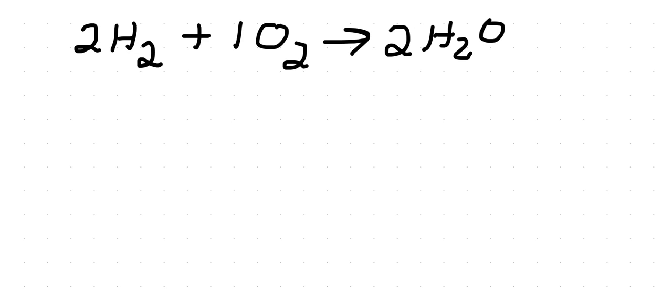We're going to be working on a stoichiometry problem today. So here's a balanced equation that's given. The question asks, how many moles of water will be produced if you start with 64 grams of oxygen?